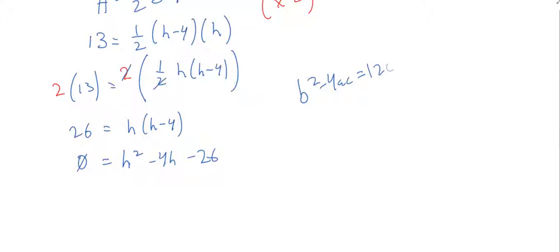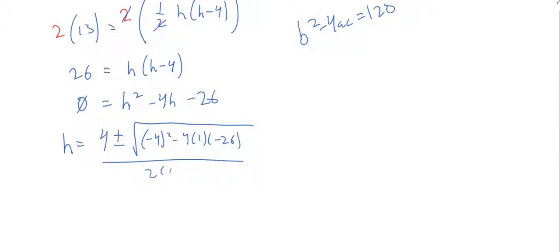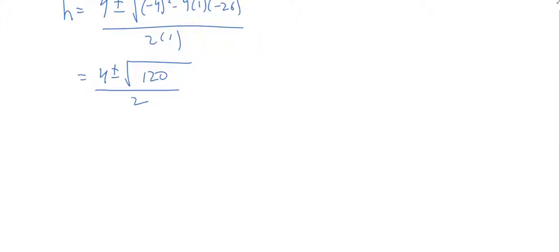In this case, my discriminant is 120, so again, it's quadratic formula. I'm going to go through this quickly because I know you're good at this, because I just want to get to the last step that's more interesting. Plus or minus the square root of -4 squared minus 4 times 1 times -26. And we get 2 decimal answers. It said 2 decimal places, so I got 2 answers.